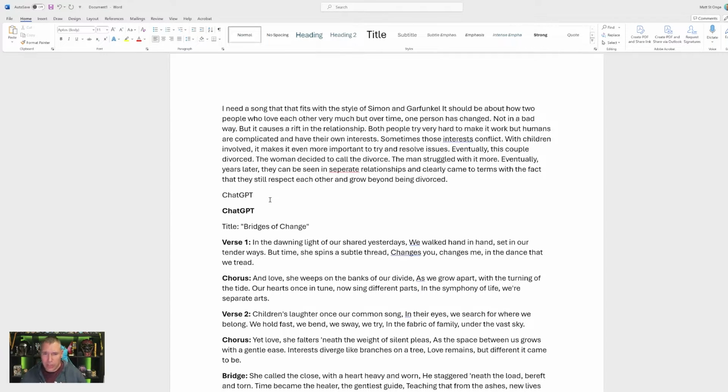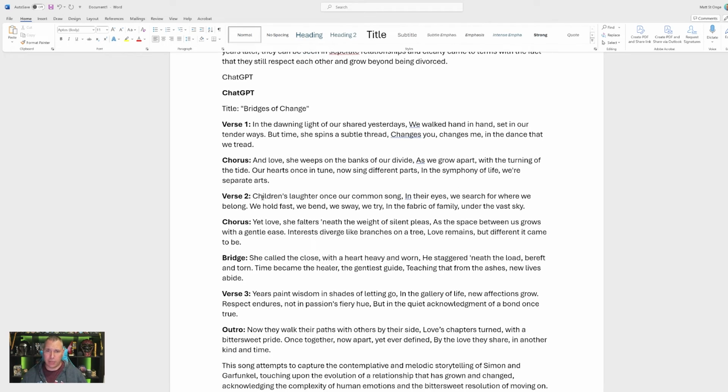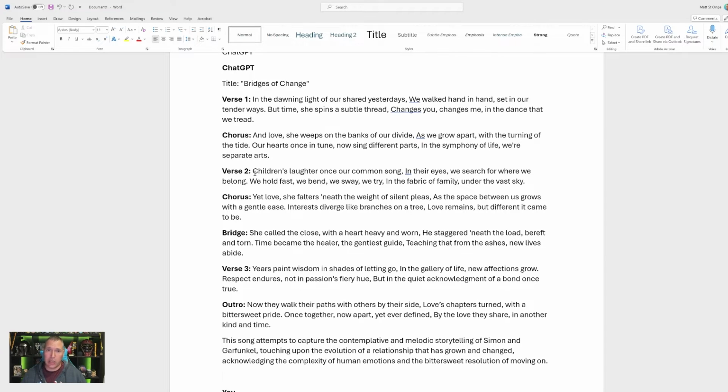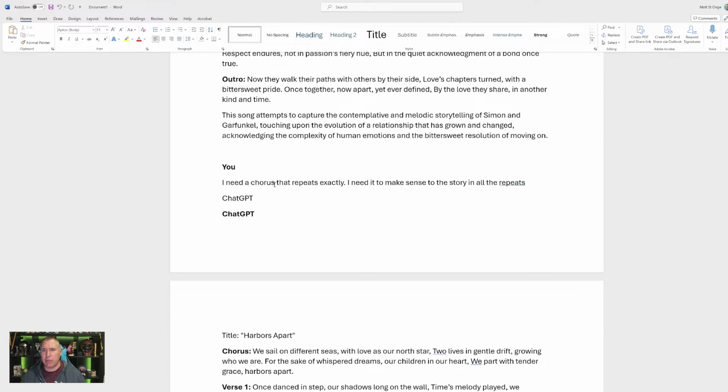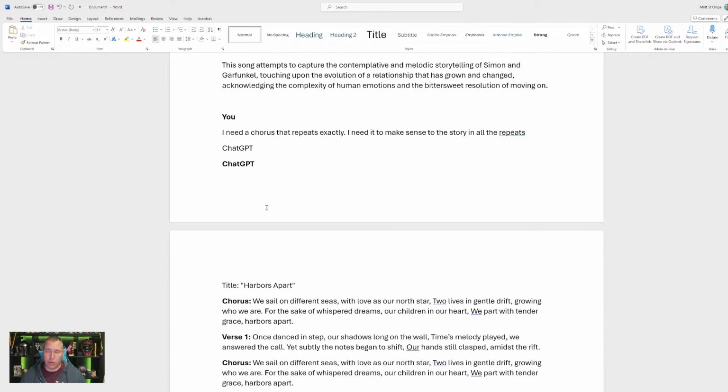So ChatGPT came out with some lyrics. It called it Bridges of Change, and we'll go through it. I'm not going to go through too much of this. One thing I don't like when the songs come out is when they have choruses that don't match. I like choruses that have the same words. So when it came back, I said, I need a chorus that repeats exactly. It needs to make sense to the story of the song and all the repeats. I didn't want the chorus to give away the ending. I just wanted it to make sense.